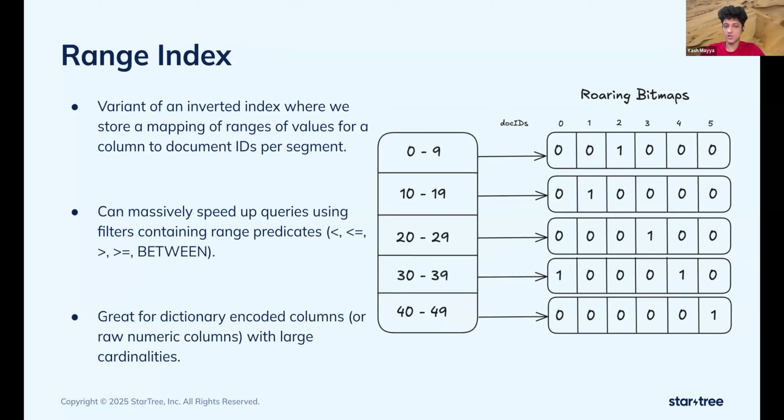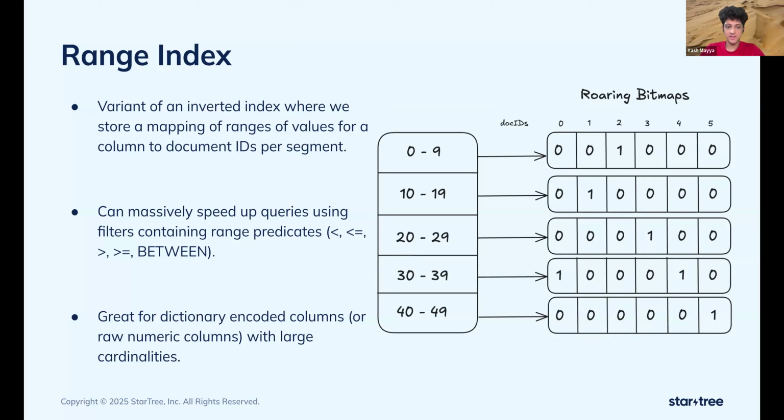In those cases, we can actually use something called a range index. So this is a variant of an inverted index, and it's very similar to the inverted index. Here, instead of storing mappings from unique values to bitmaps containing the document IDs, we store mappings from ranges of values to bitmaps containing the document IDs. And these ranges are of course configurable, although Pinot will try to impute smart defaults.